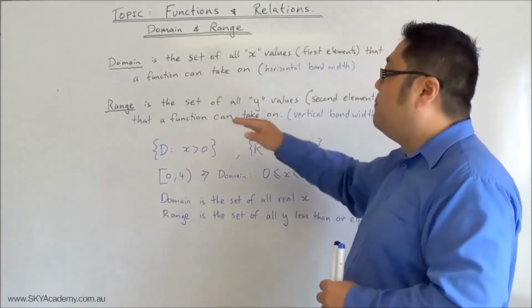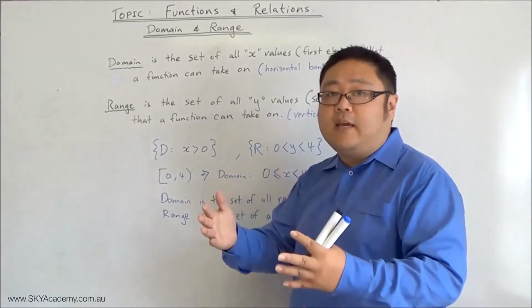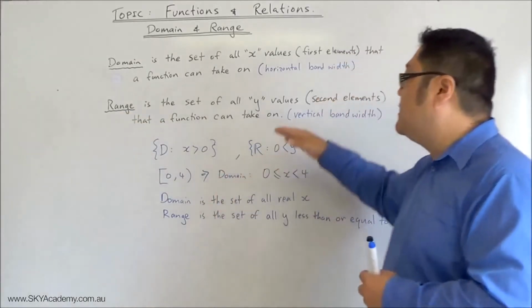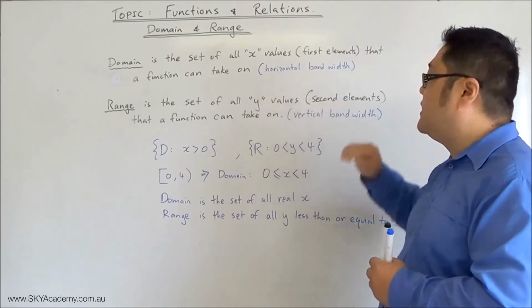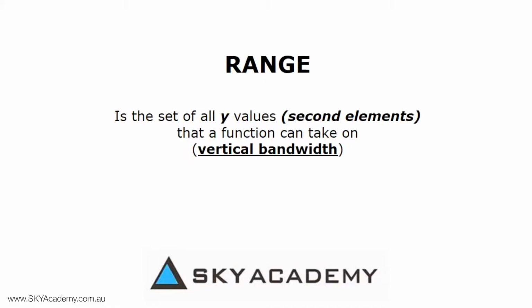Now, the range is the same thing as the domain, but it applies to the y values, the second elements. So it's the set of all y values, or the second elements, that a function can take on. So it's the vertical bandwidth.